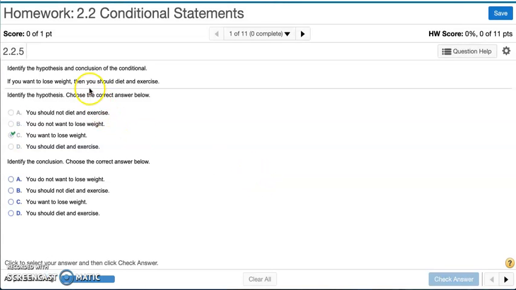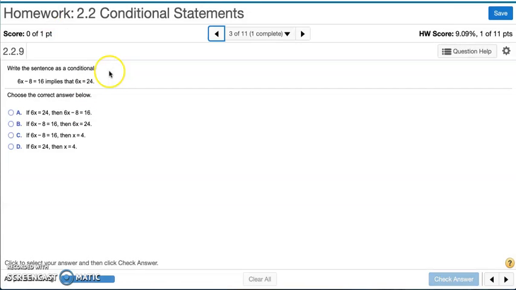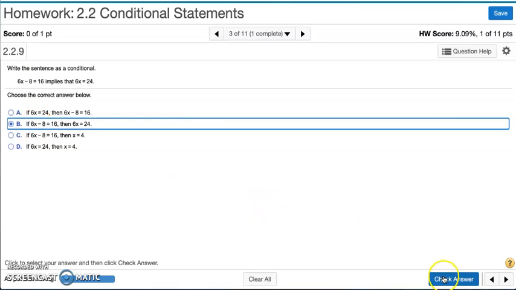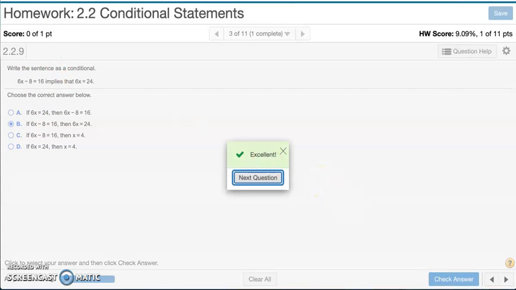The conclusion is the second part. The part after then would be you should diet and exercise. And that's the conclusion. That's number 1. Number 3. Write the sentence as a conditional. That's an if-then sentence. So we would say if 6x minus 8 equals 16, then 6x equals 24. That's the if-then statement. That's number 3.